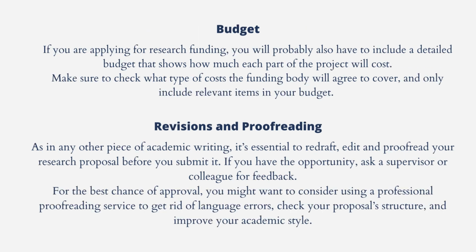Budget. If you are applying for research funding, you will probably also have to include a detailed budget that shows how much each part of the project will cost. Make sure to check what type of costs the funding body will agree to cover, and only include relevant items in your budget. For each item, include cost, exactly how much money do you need? Justification, why is this cost necessary to complete the research? Source, how did you calculate the amount?